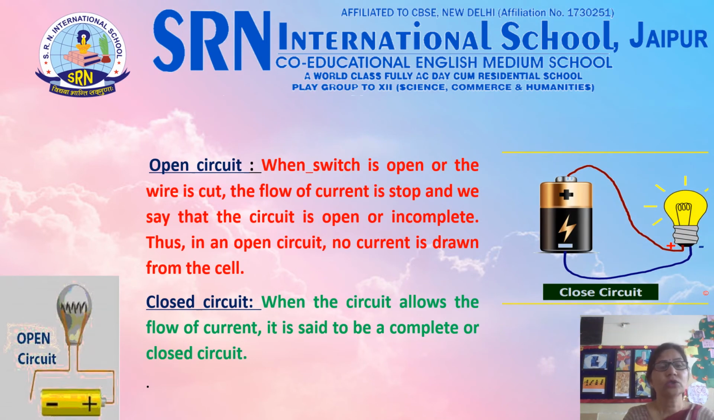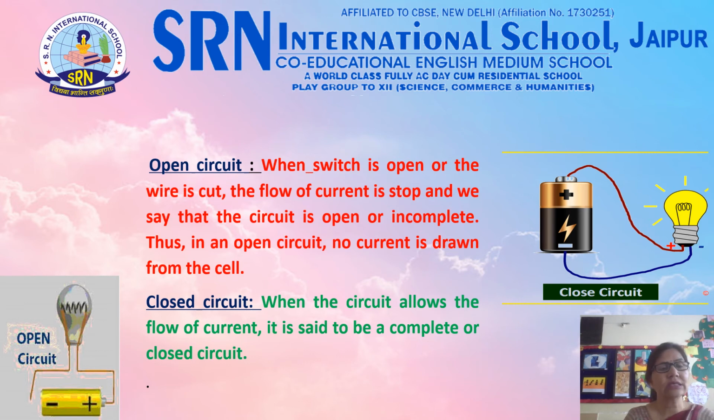Open circuit: when the switch is opened or the wire is cut, the flow of current is stopped and we say that the circuit is open or incomplete. Thus, in an open circuit, no current is drawn from the cell. Closed circuit: when the circuit allows the flow of current, it is said to be a complete or closed circuit.